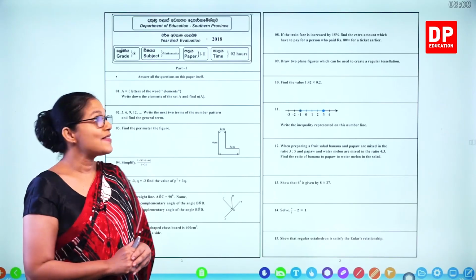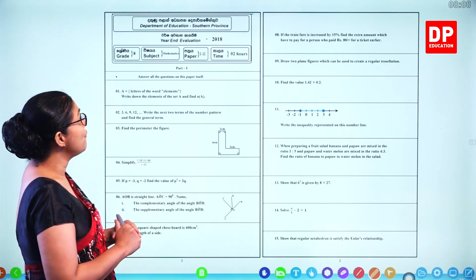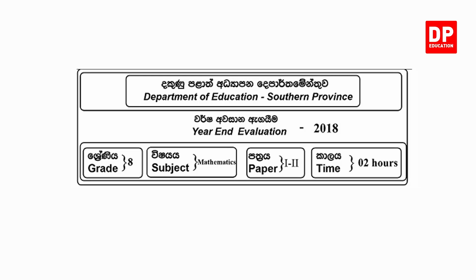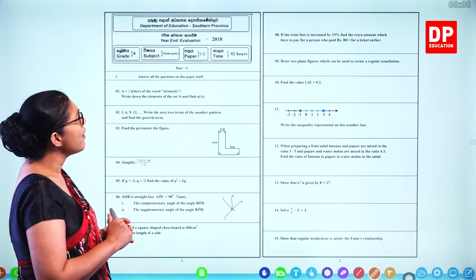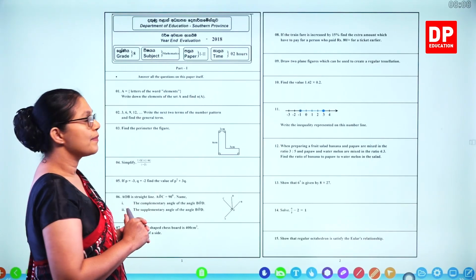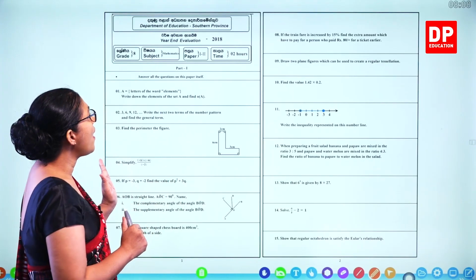Hello grade 8 students. Today I am going to do Year-End Evaluation 2018, Department of Education Southern Province paper. You get 2 hours for this paper. There are 2 parts, part 1 and part 2.